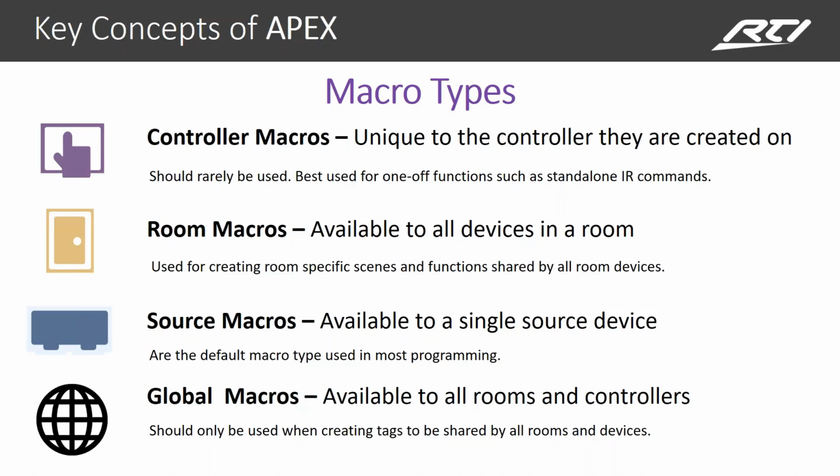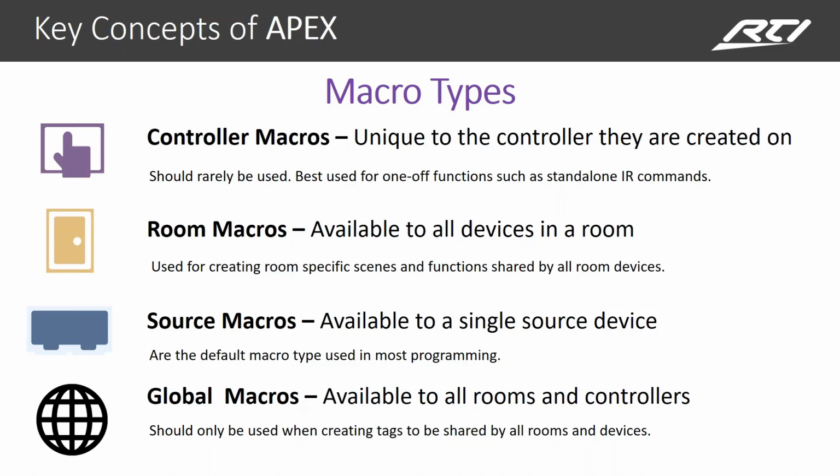They're not going to be used too often, but you're going to use a controller macro in the instance where you, for example, want to shoot out standalone IR because for whatever reason you don't have control going back to this processor in a specific room. Maybe it's something outdoors and you need to be able to control a TV. That's going to be a controller macro. You could have had other macros in play. As soon as you switch it to a controller macro, it trumps everything.